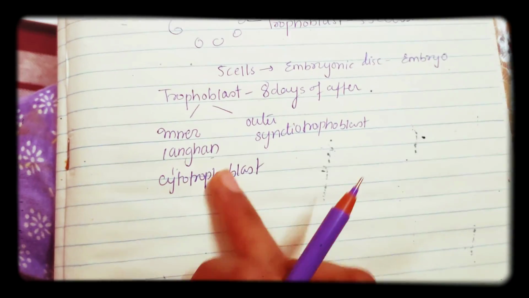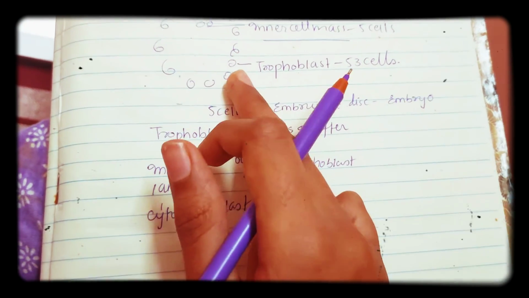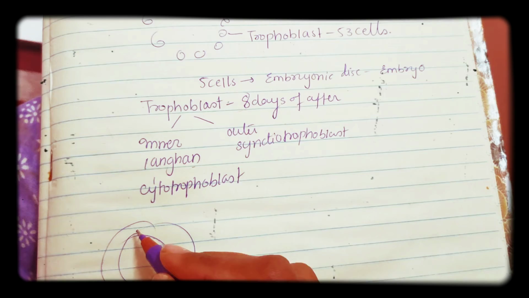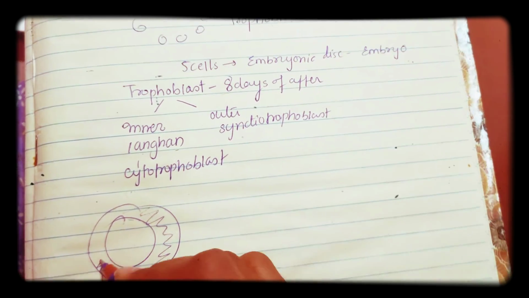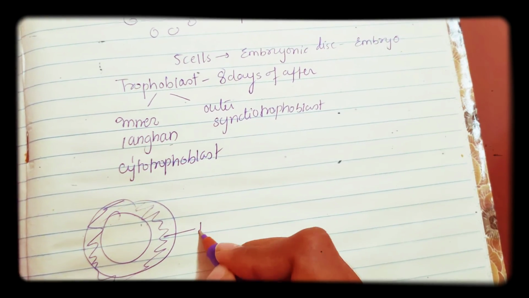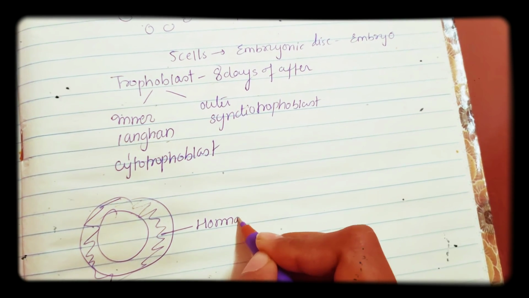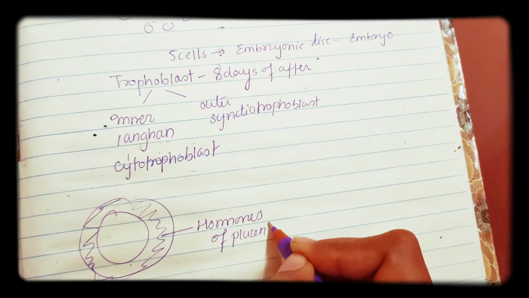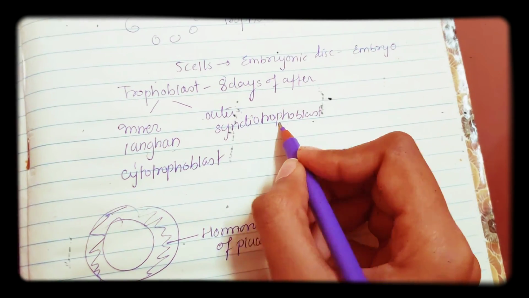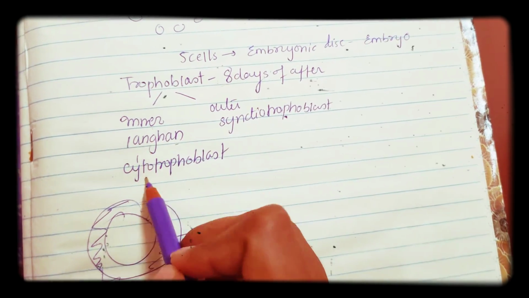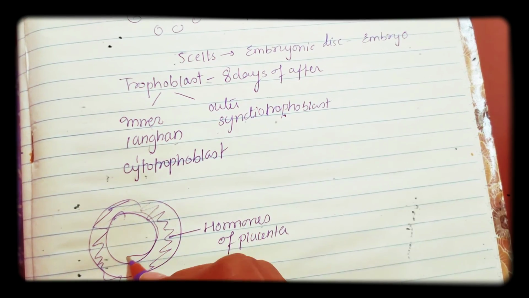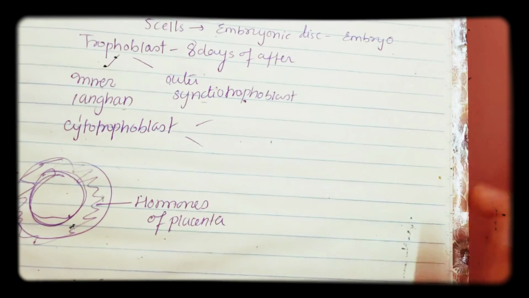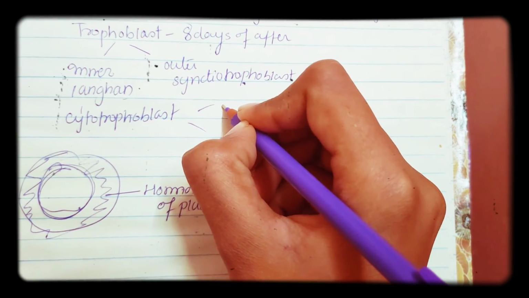So, for example, if you draw the trophoblast, it is divided into an inner layer and an outer layer. This whole outer layer is the syncytiotrophoblast. It mainly produces many hormones of the placenta. You can say the factory of the hormones of the placenta is the syncytiotrophoblast. Whereas the inner layer, the cytotrophoblast, is in turn divided into two types.